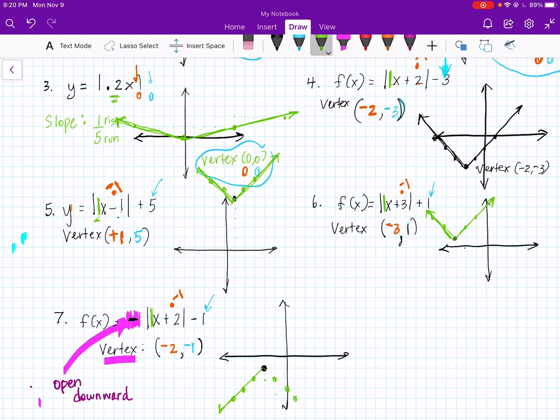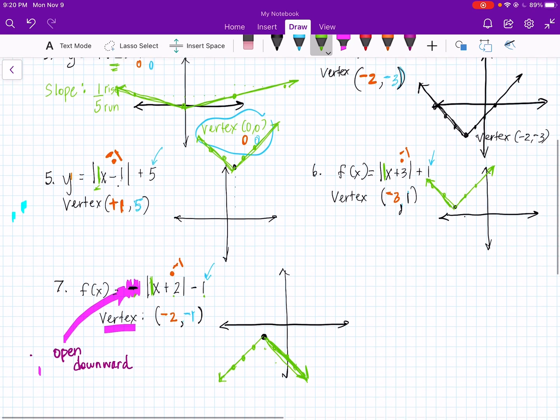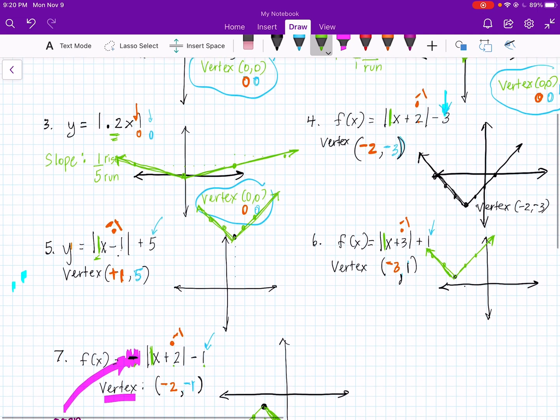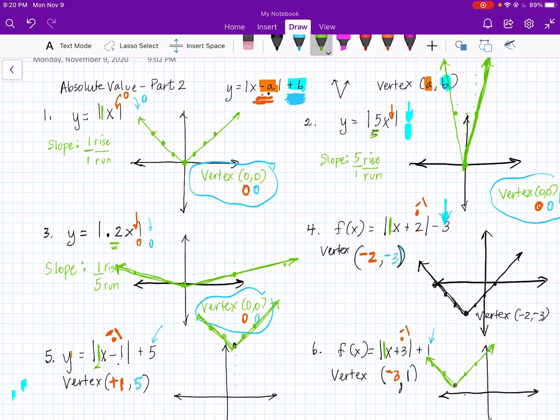And ladies and gentlemen, those are all the characteristics of absolute value graphs that I want you to know about. Negatives make it open down. The vertex is involved inside and outside. And last but not least, the slope is always the coefficient on the x. So I didn't have to plug in numbers right now. I could kind of do a quick little sketch of absolute value graphs based on knowing some characteristics. All right.